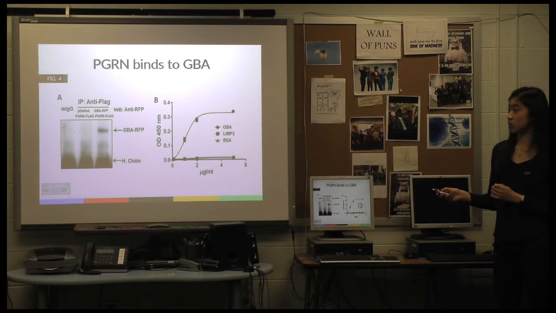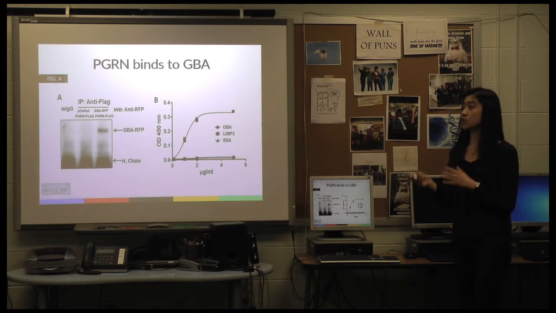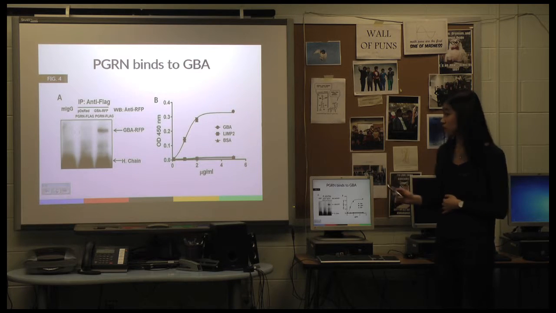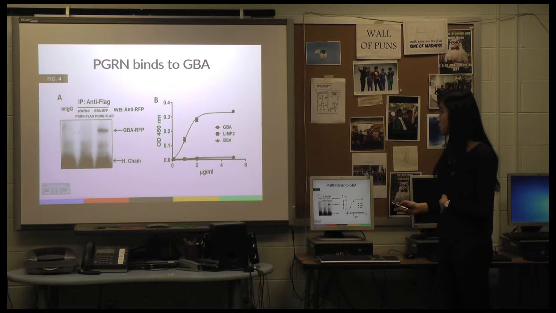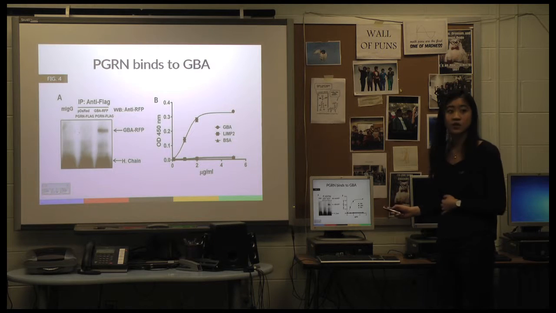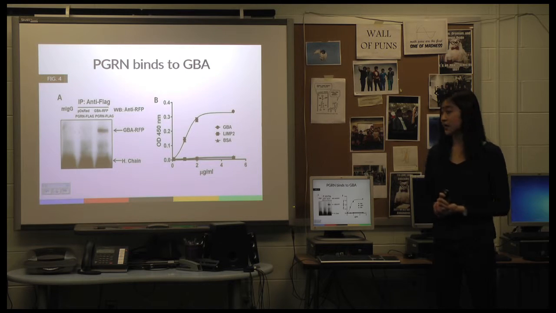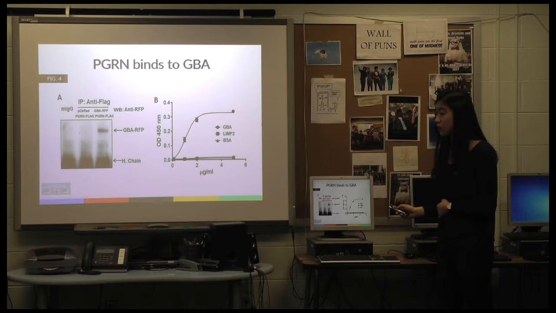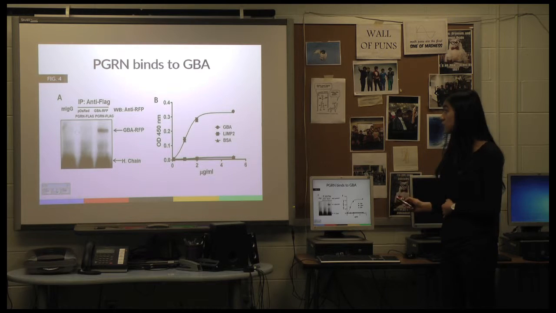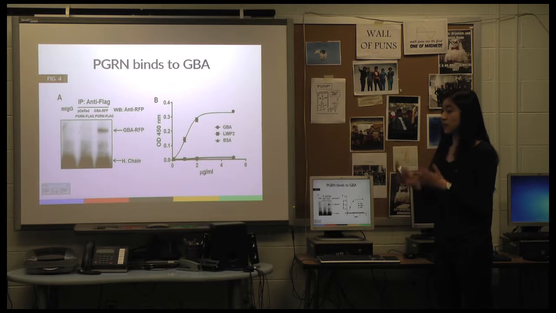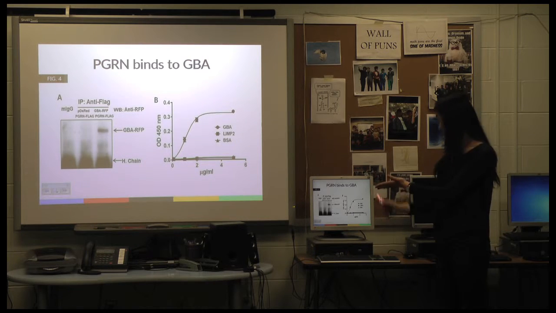So next we wanted to determine whether this was through indirect or direct binding. So we conducted a solid phase binding assay. In this assay, we only use purified substances. So we use GBA and two other transport proteins known to interact with GBA. What we saw was that there was binding activity only to GBA; progranulin did not bind to any of the other transport proteins. So this meant that progranulin directly bound to GBA.